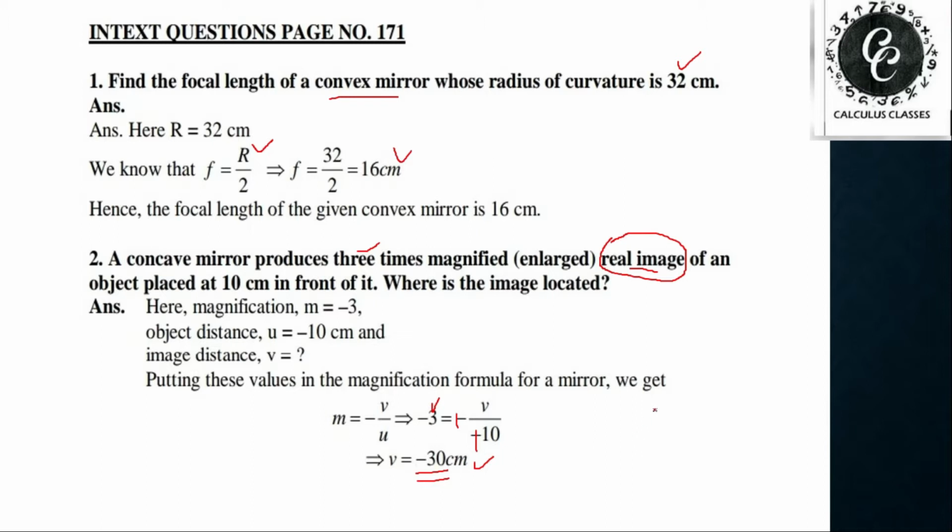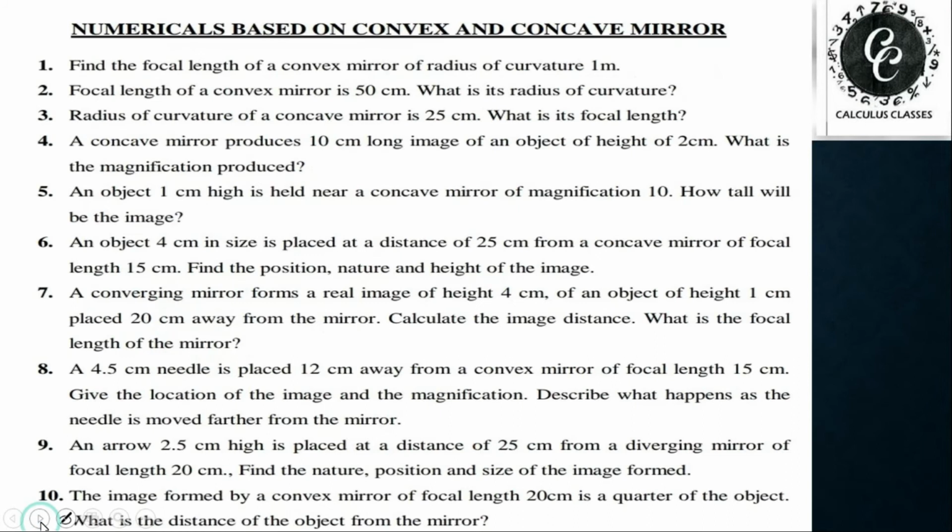The position of the image, so it says that it is in front of the concave mirror. See, this is the concave mirror. It says that the image will be 30 centimeter in front of the mirror, because the negative sign is saying the image will be forming in front of the concave mirror. I hope you understood this much.